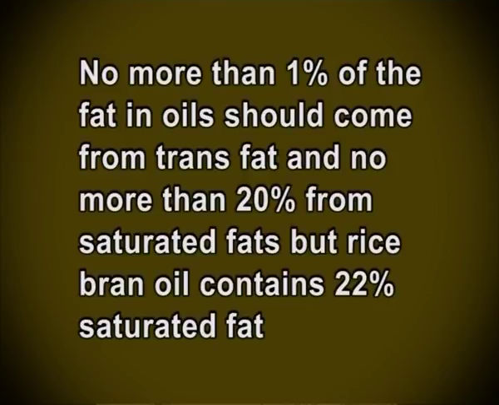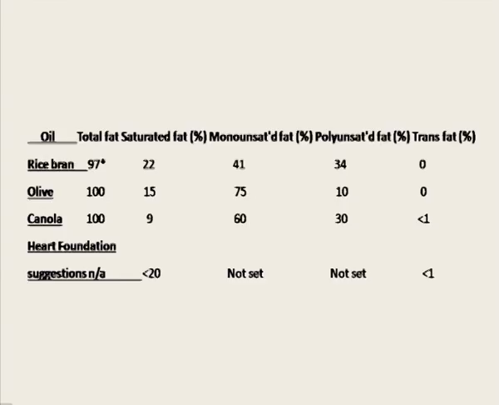According to Heart Foundation criteria, no more than 1% of the fat in oils should come from trans fat and no more than 20% from saturated fats. But rice bran oil contains 22% saturated fat. Let us look at the comparative table for saturated fats with other oils.